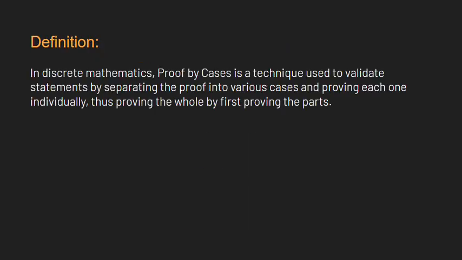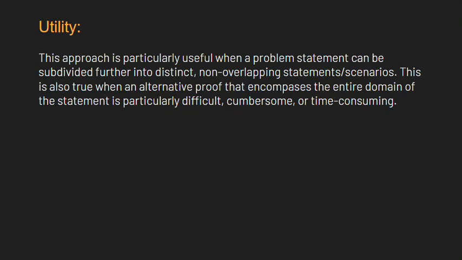Definition: in discrete mathematics, proof by cases is a technique used to validate statements by separating the proof into various cases and proving each one individually, thus proving the whole by first proving the parts. Utility: this approach is particularly useful when a problem statement can be subdivided further into distinct non-overlapping statements or scenarios. This is also true when an alternative proof that encompasses the entire domain of the statement is particularly difficult, cumbersome, or otherwise time-consuming.